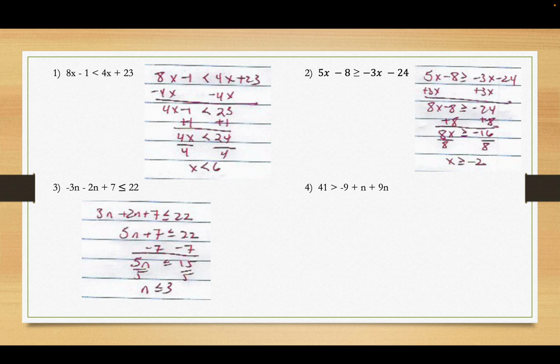Oh, man. Look at this. For some reason, I wrote positive 3n and positive 2n. Let's do the negatives, and I'll correct the answer at the end. Negative 5n plus 7 is less than or equal to 22.